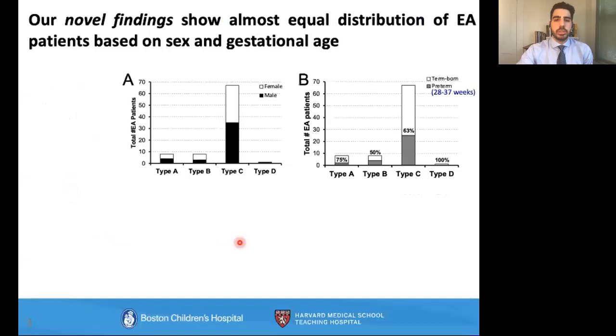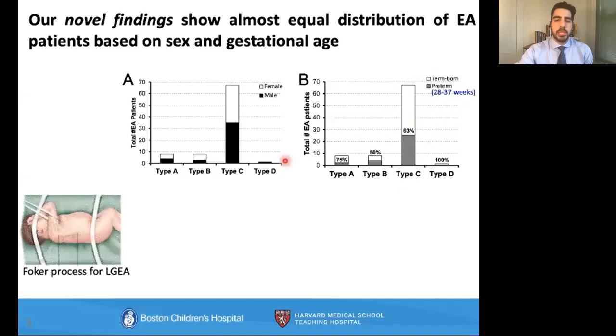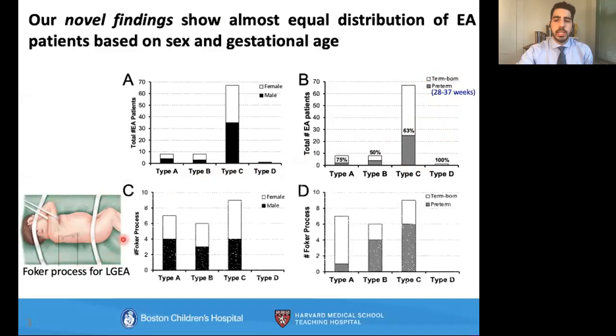Our novel findings show almost equal distribution of esophageal atresia patients based on sex and gestational age. This is seen most clearly in the most common type of esophageal atresia, type C, with panel A showing sex, and panel B showing gestational age, separated in our cohort as term-born and preterm patients. Of the subset of patients that required the Foker process for long gap esophageal atresia, there is an exactly equal distribution of patients by sex, shown in panel C, and gestational age, shown in panel D.